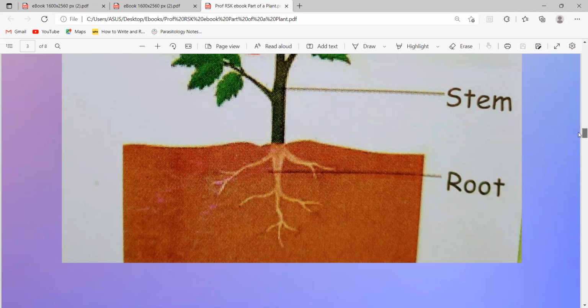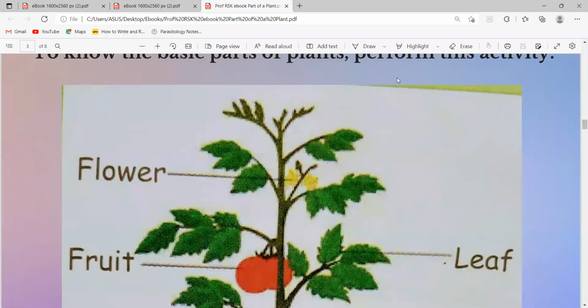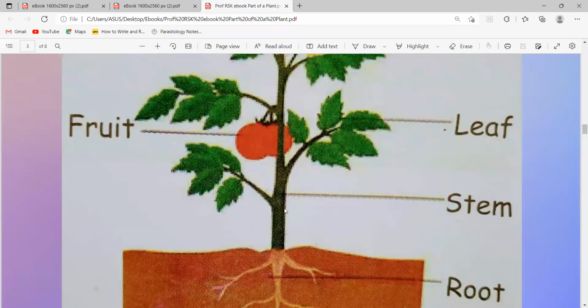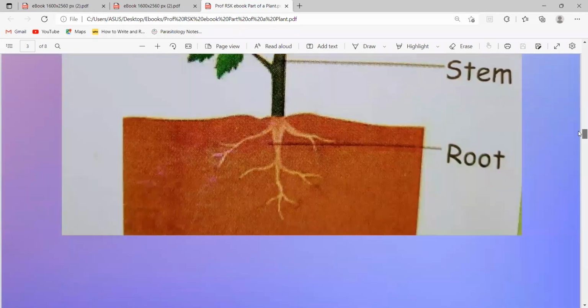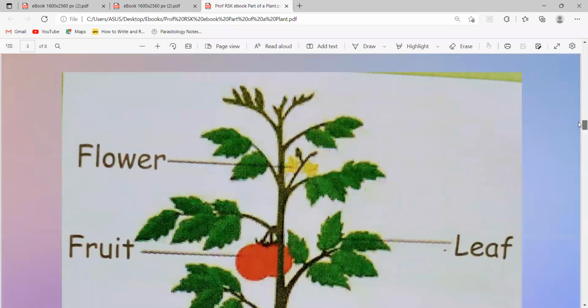All right, so let me restate the question again. I said, get a plant or uproot a plant, identify the flowers, identify the fruits, identify some leaves. I want you to also point the stem of the plant you have uprooted, and then point the roots of the same plant you uprooted. So this is our project assignment.